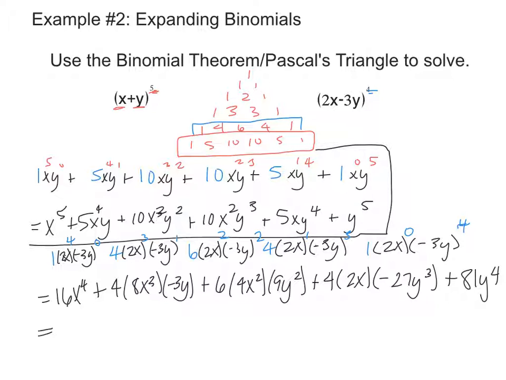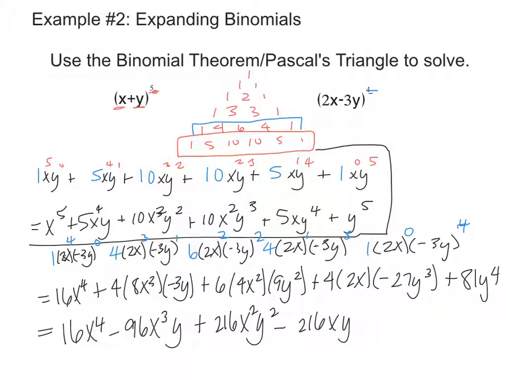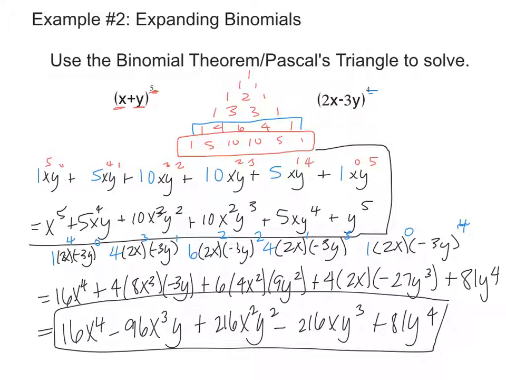So we'll finally simplify, and our final answer will be 16x to the fourth minus, let's see, 4 times 8 times 3 is 96x cubed y, plus 9 times 6 times 4 is 216x squared y squared, and then minus 4 times 2 times 27, minus again 216xy cubed, plus 81y to the fourth. And that's our final answer for the second question.